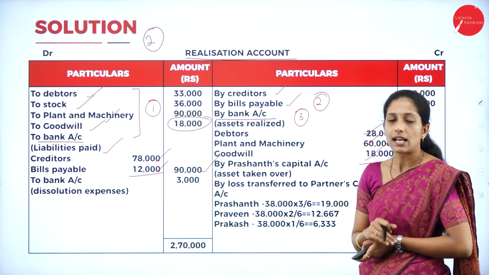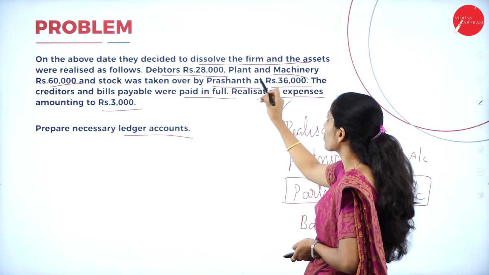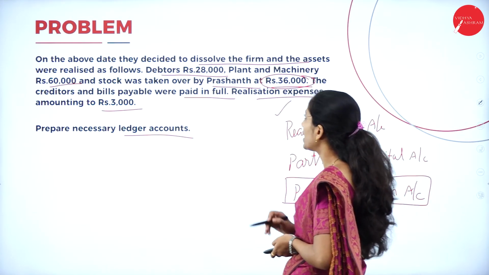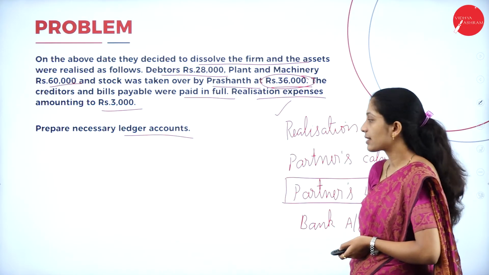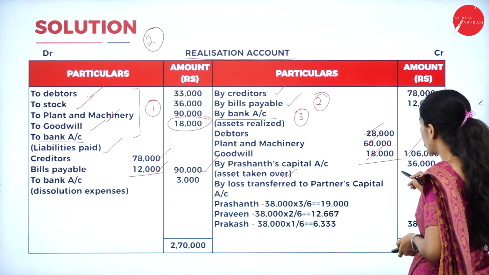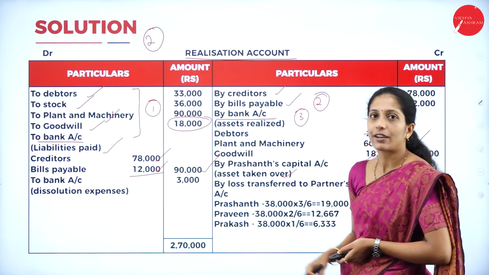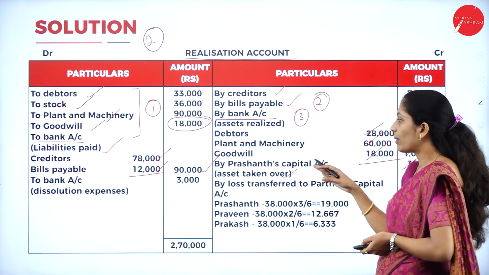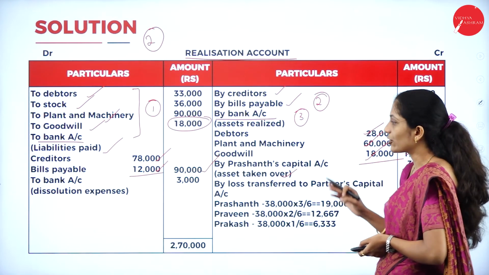Now, see whether any asset is taken over by the partner. Stock is taken over by Prashant at rupees 36,000. So, here only one asset, stock, is taken over by Prashant. How much? 36,000. So, how to write? By Prashant's capital account, asset taken over 36,000. Suppose if any liability is taken over, we will record it on the debit side. Whereas here, only one asset is taken over, that is stock, so we will record it on the credit side of the realization account.